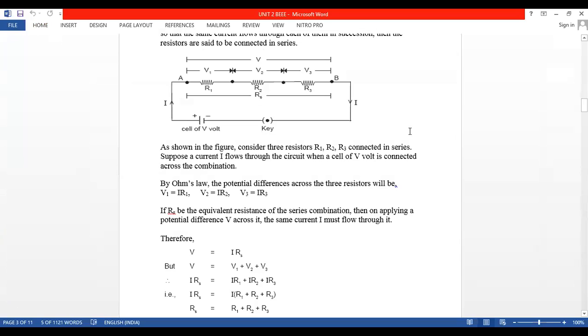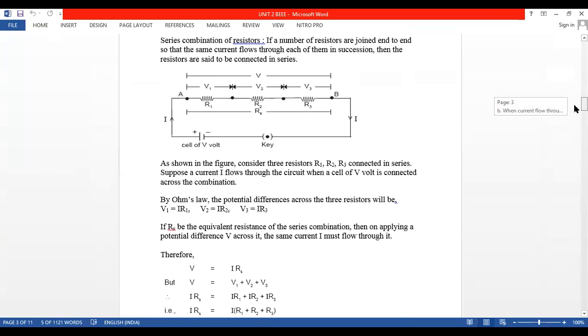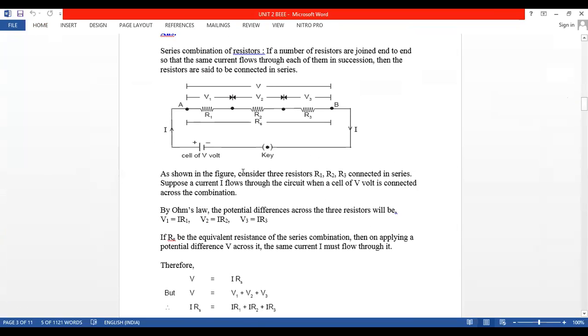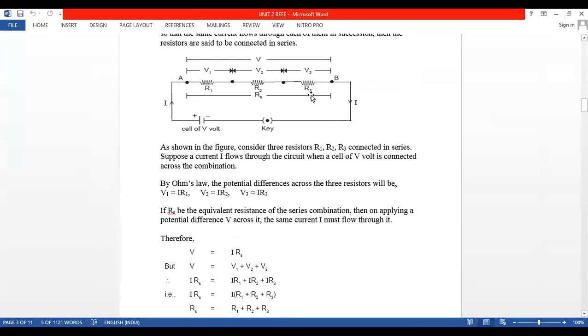Now the new circuit is available on the screen, right? In the examination, you may be asked to explain series connection of resistors. So connect three resistors in series. You can see the dots here. These dots explain that the same current is flowing. This is called series connection of resistors.